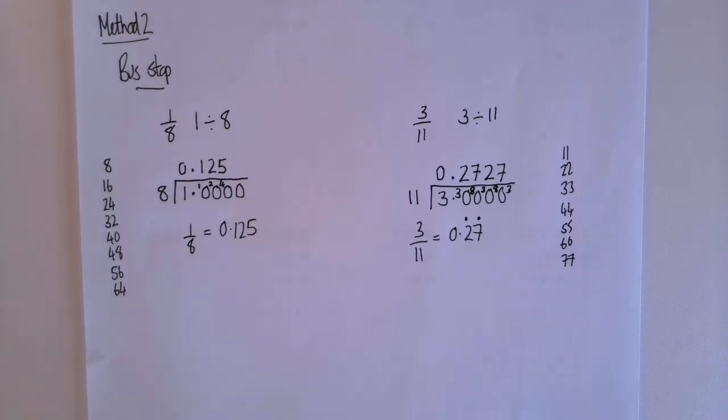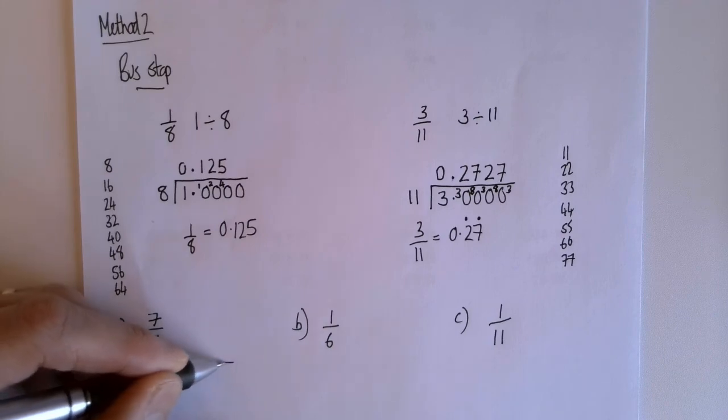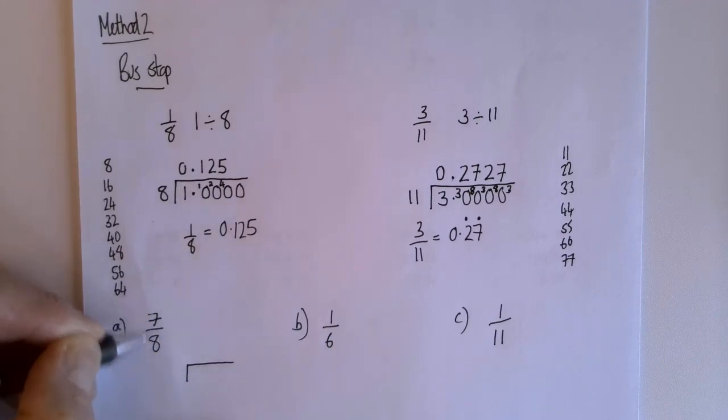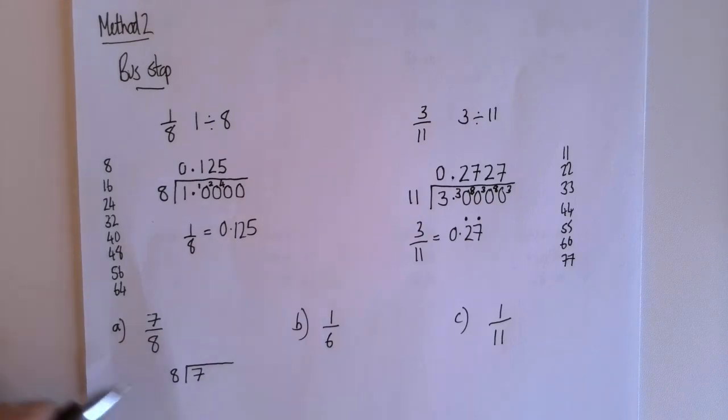Okay, can I give you some practice ones to try? Can you use the bus stop method to change 7/8 into a decimal, 1/6 into a decimal, and 1/11 into a decimal? Remember, you've got to get the numbers the right way round. I'll start the first one for you. It's 7 divided by 8. If you put the 8 there and the 7 there, you'd be doing a completely different sum.